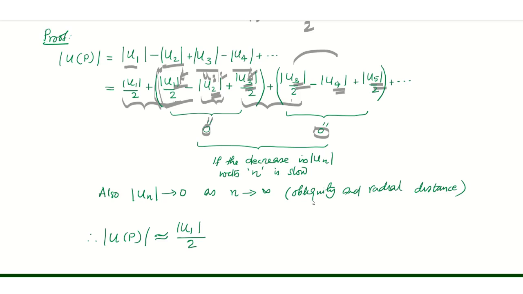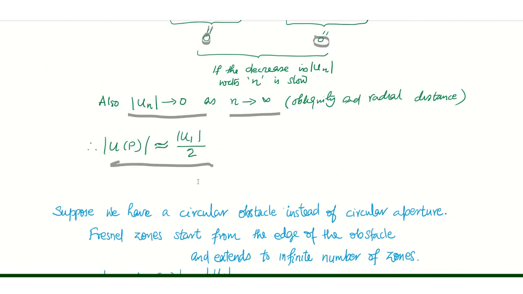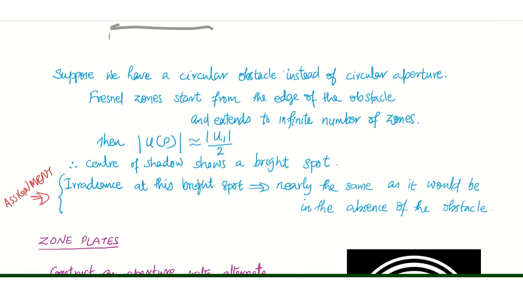The other factor is that UN tends to zero as n tends to infinity, and therefore the value at the point is U1 over 2. That's what we have written here. As n tends to infinity, the field at the point P becomes U1 by 2, or half of the field amplitude that is going through the first zone.